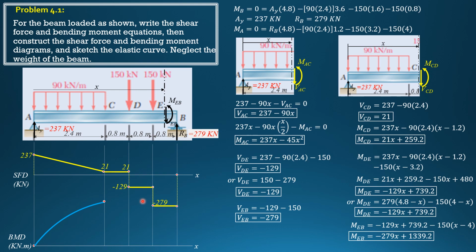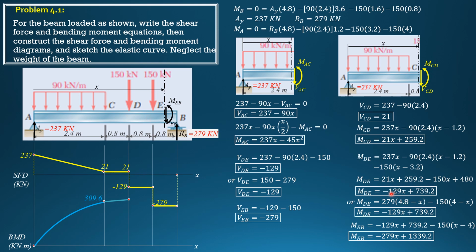326.4. And remember, this is the maximum moment where shear is 0. So remember the definition. Then we have set x is 2.4 and when x is 3.2. These are the values, continuous. Then we proceed to DE, moment DE. This is the equation.